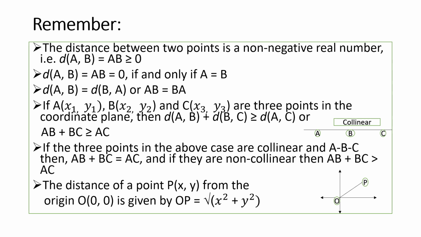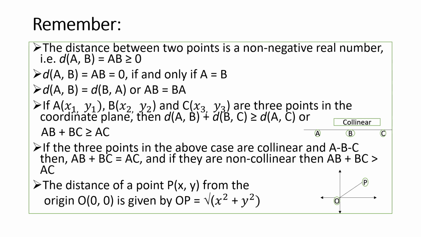That is very clear from the formula because the square root of (x2 minus x1) whole square plus (y2 minus y1) whole square is the same as the square root of (x1 minus x2) whole square plus (y1 minus y2) whole square, because when you square it will be the same. So distance between A and B or distance between B and A, it is the same thing.